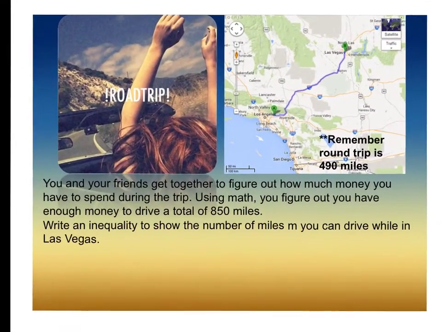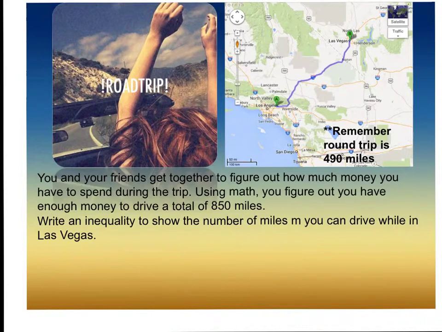Okay, let's return back to the example where you're on your road trip. Remember, you're going with your friends from Azusa to Las Vegas. And remember, the round trip that we calculated on the first slide was 490 miles. Before you go on your trip, you and your friends get together and figure out how much money you have to spend during the entire trip. Using math, you figure out you have enough money to drive a total of 850 miles.